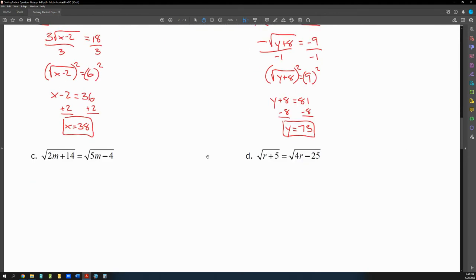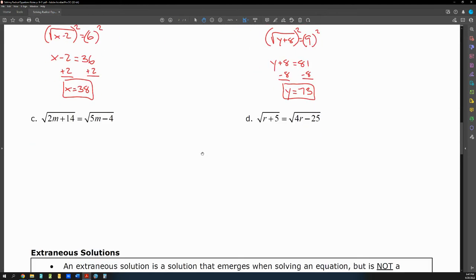Letter C. I noticed that we have a radical equals a radical. So we want to get rid of anything outside of those radicals. Fortunately for us, there's nothing on the outside of either of these radicals. So now, in order to get rid of these radicals, we can just square both sides. And notice what happens here. On both sides, the square and square root cancel each other out. So we're just left with the linear equation 2m plus 14 is equal to 5m minus 4. Those radicals go away when we square both sides.